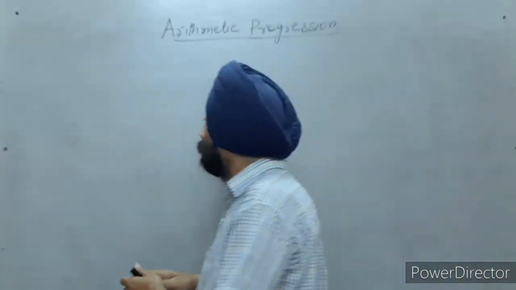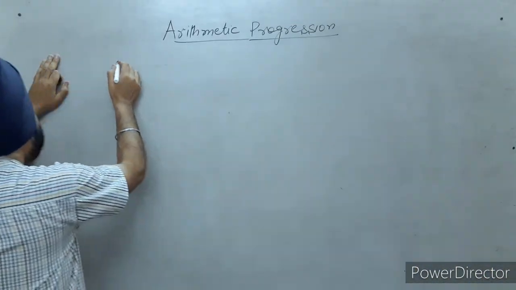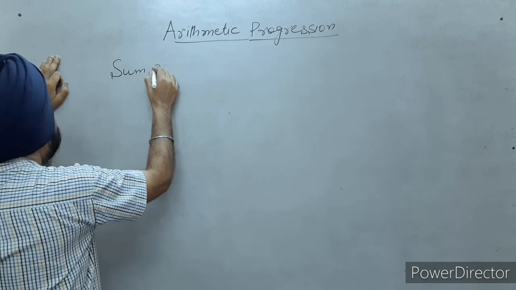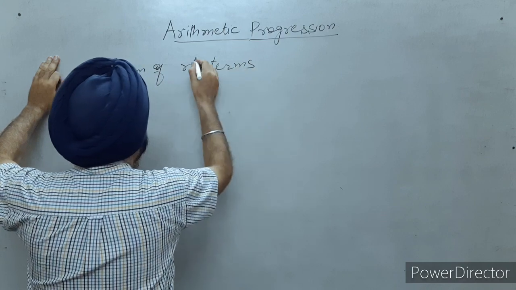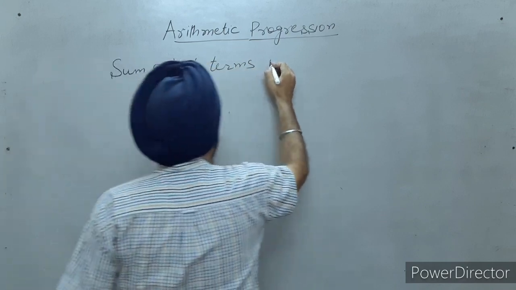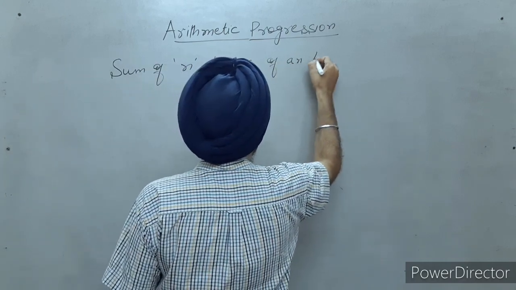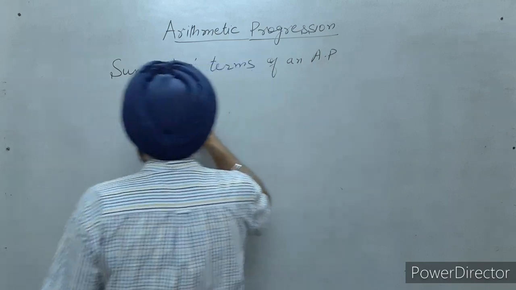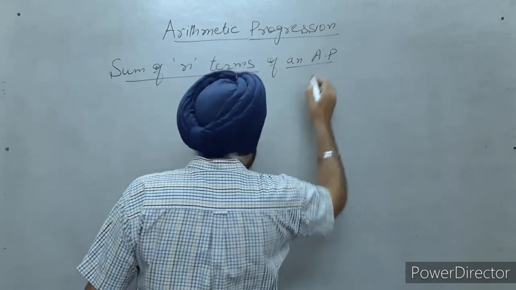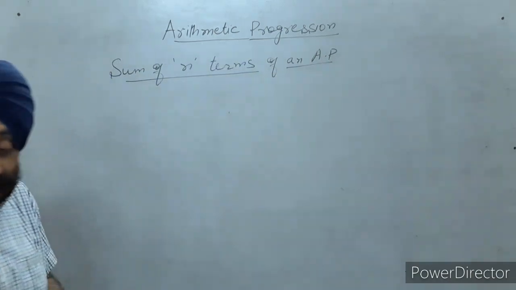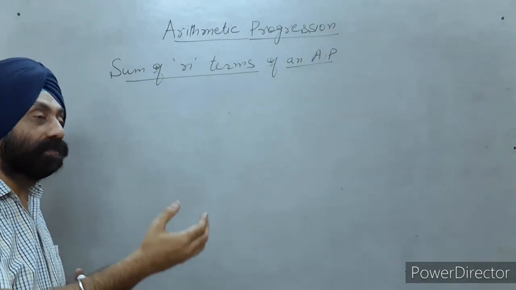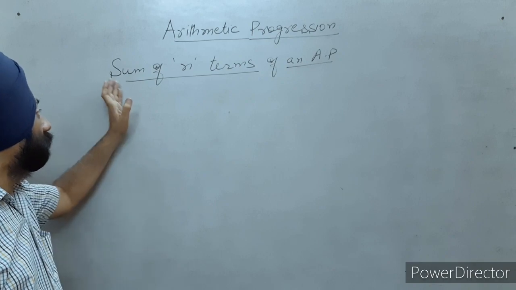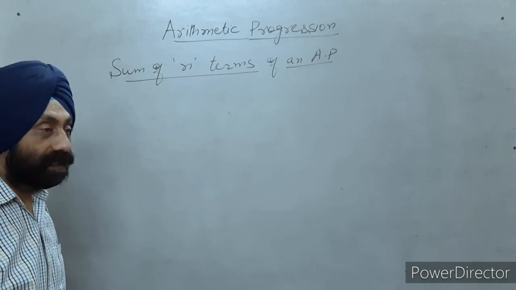The topic will be now the sum of n terms of an AP, that is arithmetic progression. Numbers that are in an AP, we have to find their sum. Sum of n terms means there are n number of terms of an AP, and we find the sum of those numbers, right?